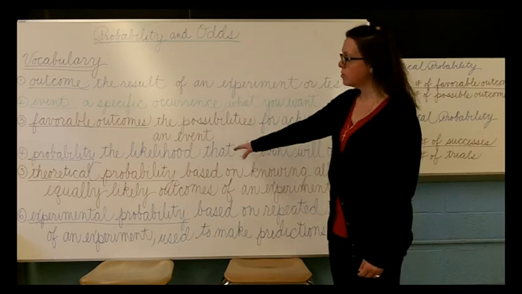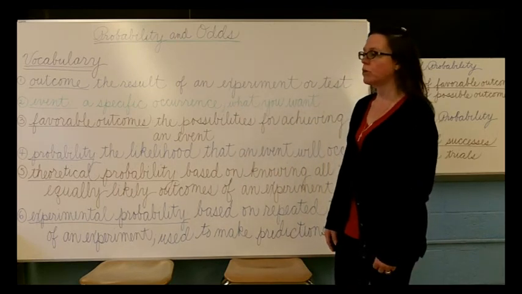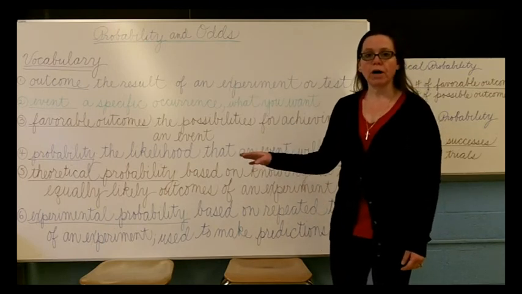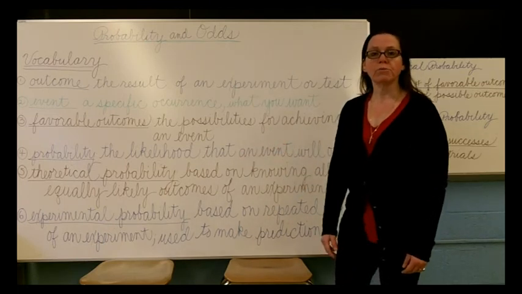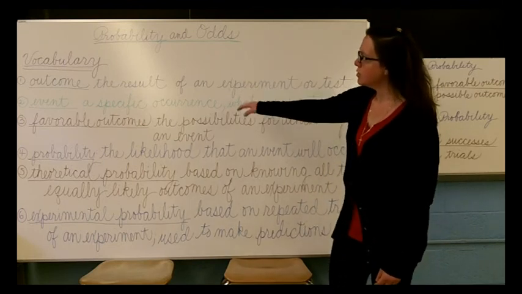Now for this lesson, as you can see, we have 6 different vocabulary words. It's a lot more than usual. In isolation, these might be a little hard to follow, but as we work through our 4 examples today, they will become more clear. Our first word is outcome.